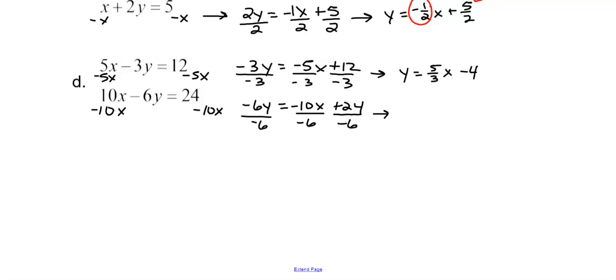I'm going to reduce that fraction and also the two negatives are going to cancel, so 5/3 x minus 4. And there we go. Once we get our two equations into the same form, into slope-intercept form, have everything reduced, you can see that they are exactly the same equation. Therefore, they are coinciding.